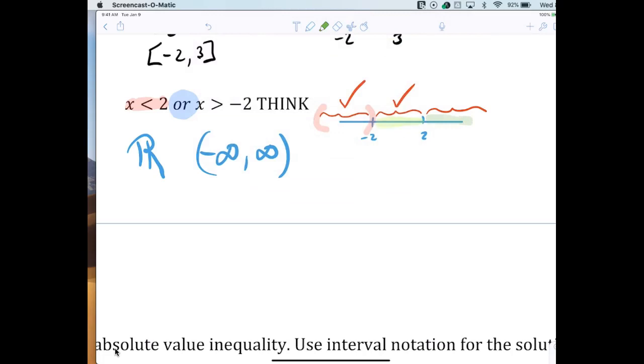3, 4, 5, 6. Is 3 less than 2? No. Is 3 greater than negative 2? Yes. So that works also. So all of the numbers will work. Do you agree? Because it's an or statement.